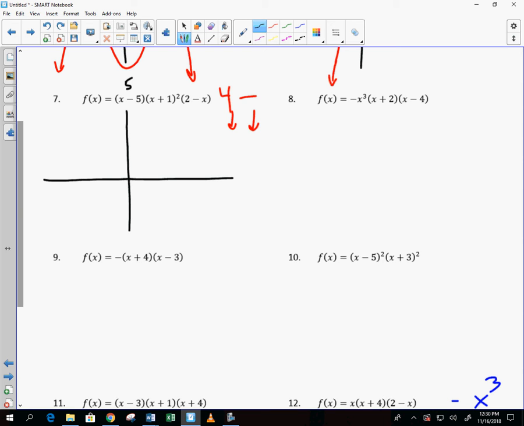This is 5, -1, -1, 2. Pass through -1, 2, 5. Starts down. Finishes down. And I have double root at -1.